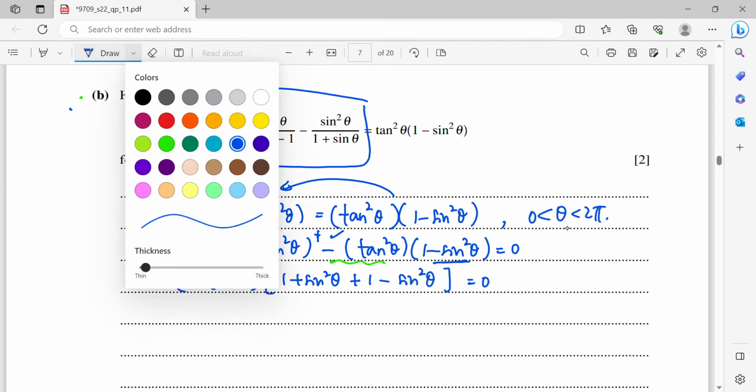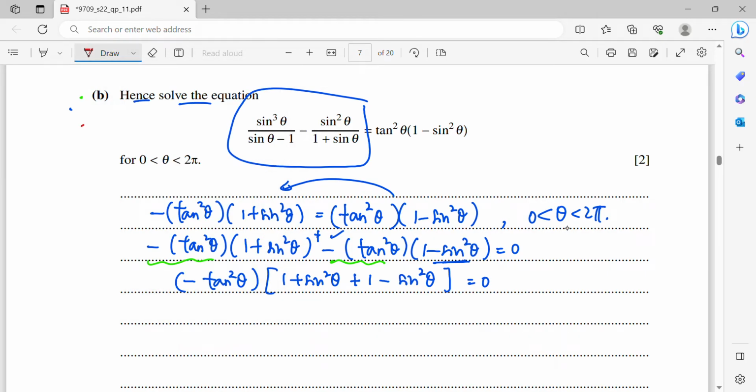Okay, so from here, the sine squared theta and minus sine squared theta will be cancelled off. That means inside the square bracket, it is just left 1 plus 1, which is 2. So I will just write minus 2 tangent squared theta equals 0. Alright, so that means tangent squared theta is 0, because 0 divided by negative 2 is still 0. That means tangent theta is 0.